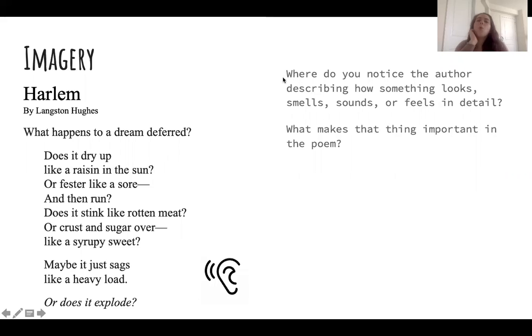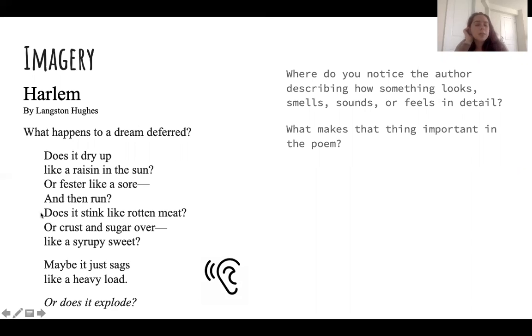All right, now it's time to look at my imagery questions. First, I have, where do you notice the author describing how something looks, smells, sounds, or feels in detail? Now, looking back at my poem, there is a ton of imagery. In fact, almost the whole poem I could use as an example of imagery, because in every line, he's describing in detail something that might happen to a dream when it's deferred or put off.